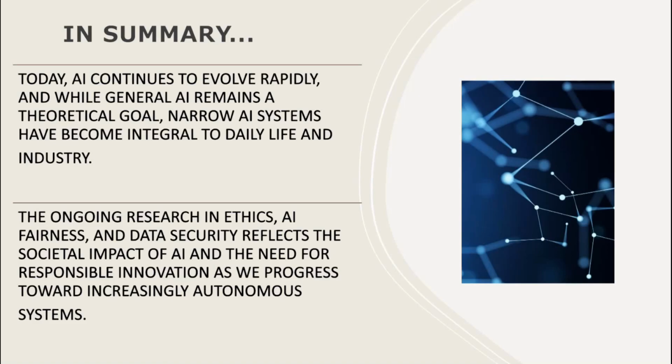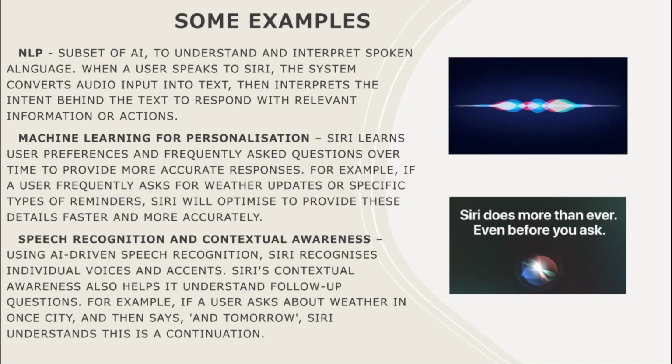The ongoing research in ethics, AI fairness, and data security reflects the societal impact of AI and the need for responsible innovation as we progress towards increasingly autonomous systems. And that will become a real point of concern going into the future, which means how can we protect data and how can we provide more fairness in the way AI works.